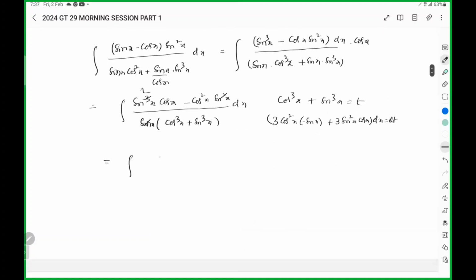So this whole numerator is dt by 3, but log of t, log of cos cube x plus sin cube x plus c.